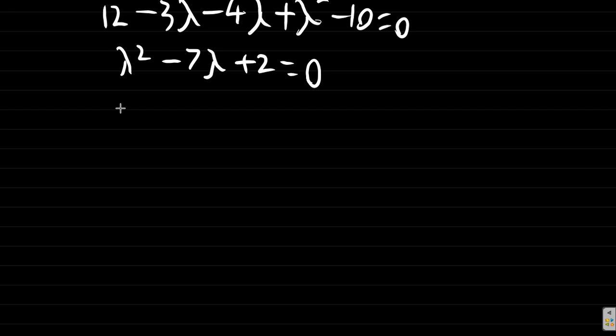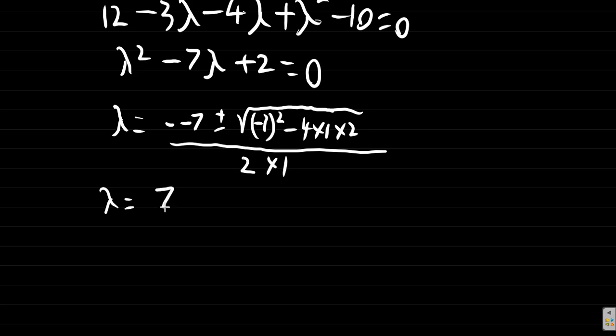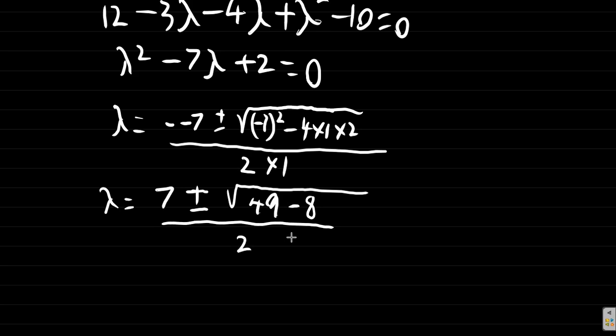So here, the quadratic formula. Instead of x, it's lambda. Lambda equals negative b, that's negative 7, plus or minus the square root of b squared, that's negative 7 squared, minus 4 by 1 by 2, all over 2 by 1. So lambda equals 7 plus or minus the square root of 49 minus 4 2's 8, over 2. 49 minus 8 is 41. So under the square root sign would turn out to be 41. 7 plus or minus the square root of 41 over 2.